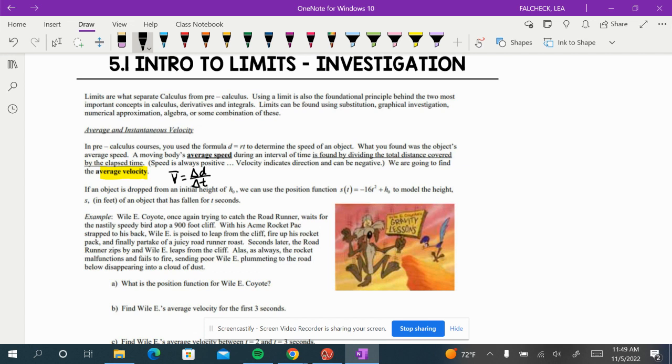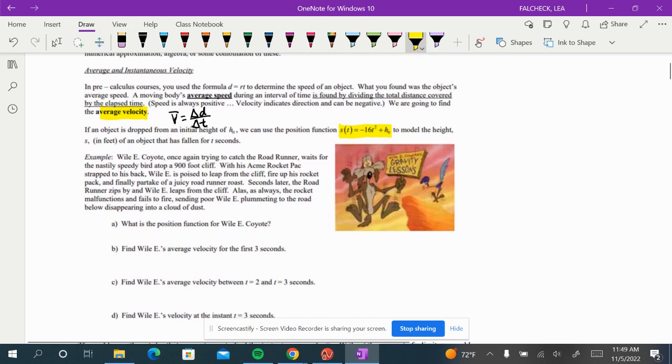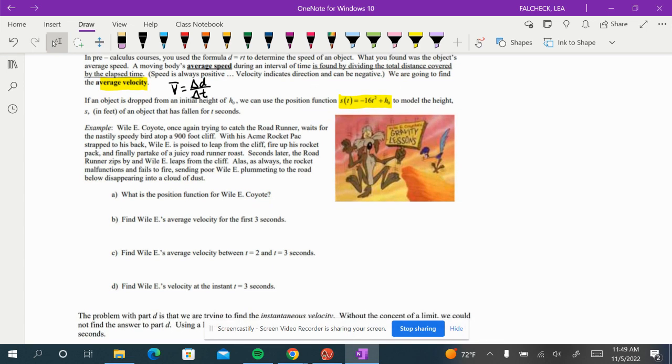So if an object is dropped from an initial height of h sub 0, we can use the position function s of t equals negative 16t squared plus h of 0 to model the height, s, in feet of an object that has fallen for t seconds. So let's go ahead and read this example.